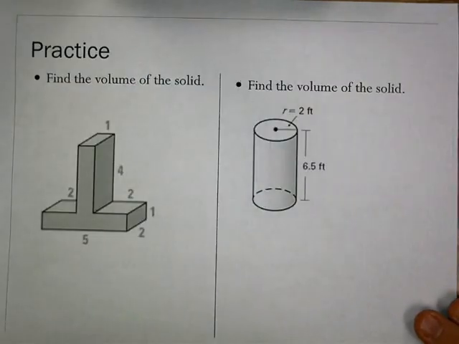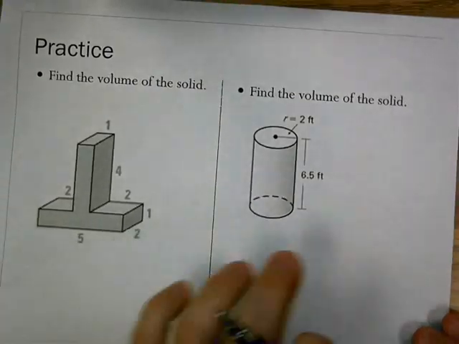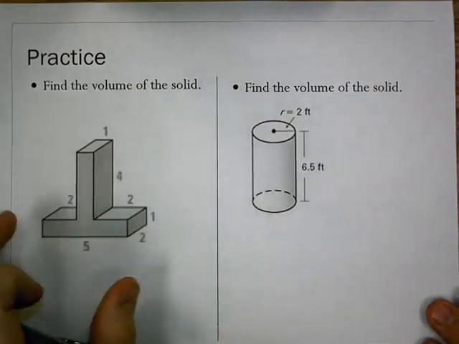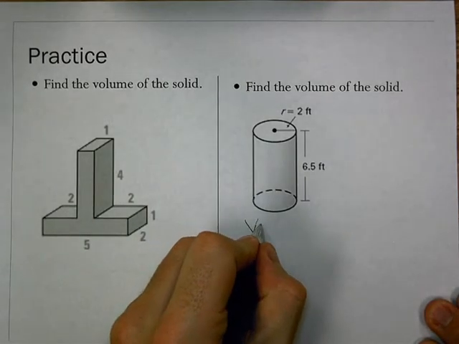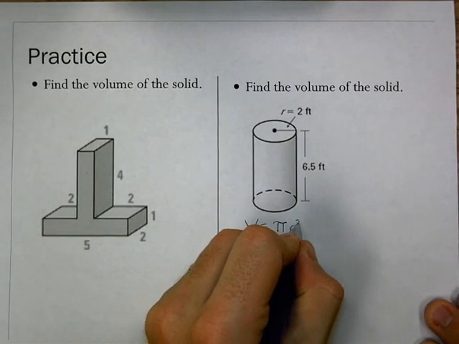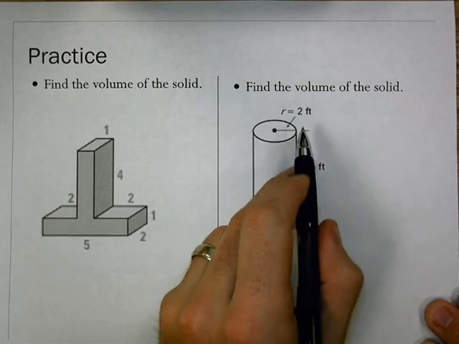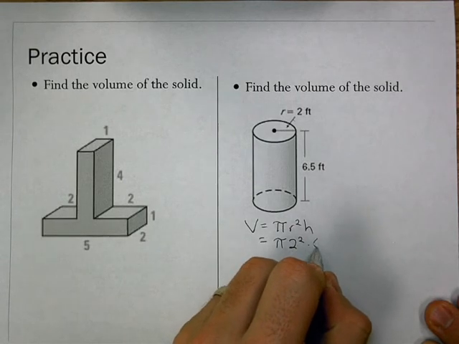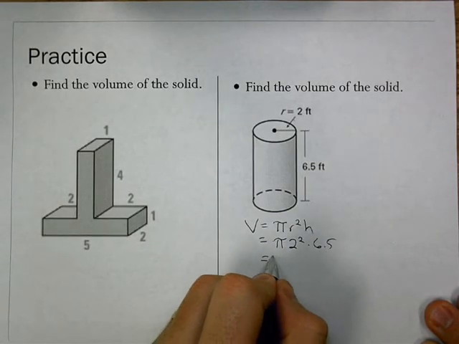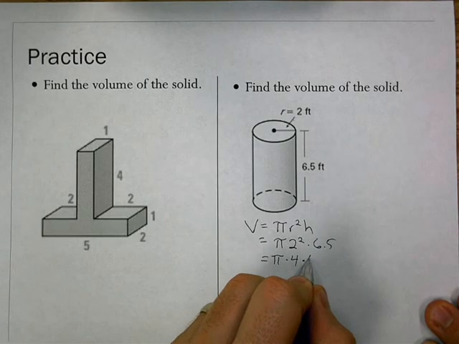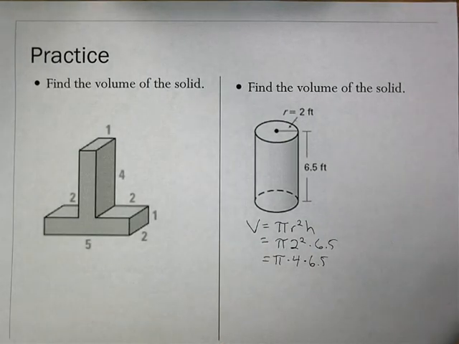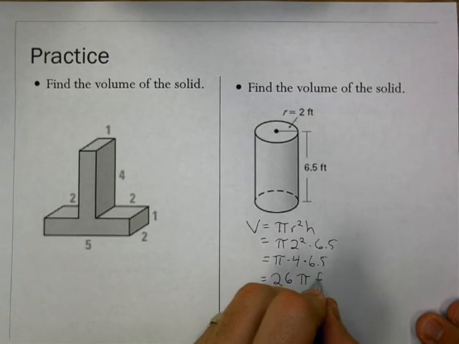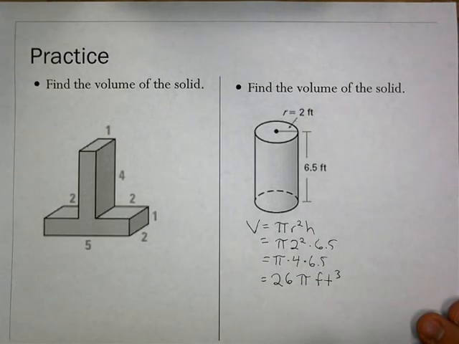Okay, a couple more examples. Let's do the volume of the cylinder first. Let's go back, do one of those, and then we'll talk about this type of problem. So our cylinder is pi r squared times height. Our radius is 2. Our height is 6.5. So pi times 2 squared times 6.5. I get pi times 4 times 6.5. Now 4 times 6.5 is 26. So 26 pi feet cubed.